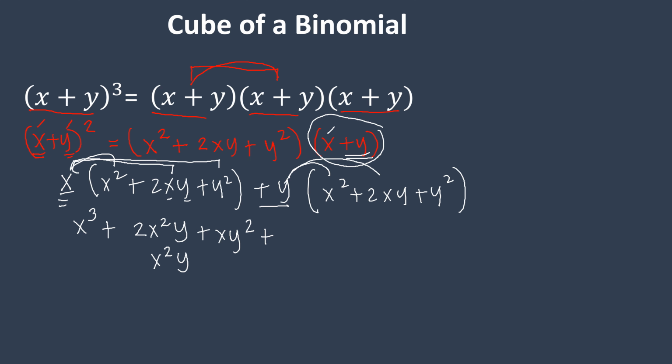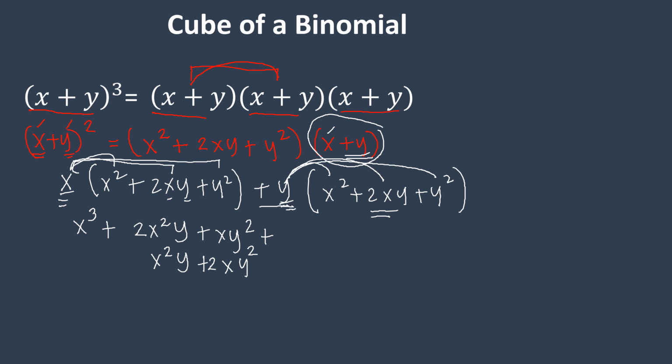Next, the y will be multiplied to the 2xy, and this will give you 2xy squared. Again, y times 2xy is 2x, and then y squared. I am writing this in line with the xy squared because again, they are similar. And then the y times the y gives us y cube. So it could be written in here.